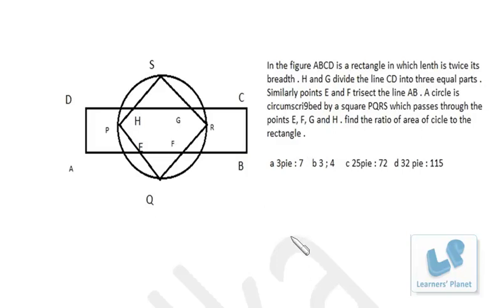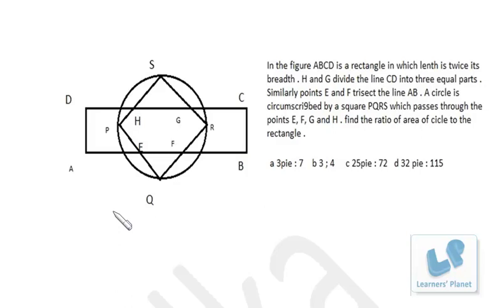Now here friends, we have to find out the area of circle and area of rectangle. We have to find out the ratio. Now when a circle circumscribes a square, then the diagonal of the square, whether we talk about SQ or PR, is nothing but the diameter of the circle, right? So precisely we have to find out the diagonal of this square.